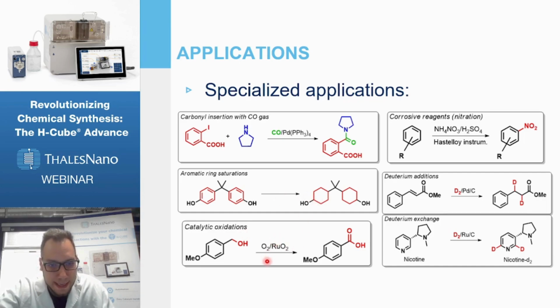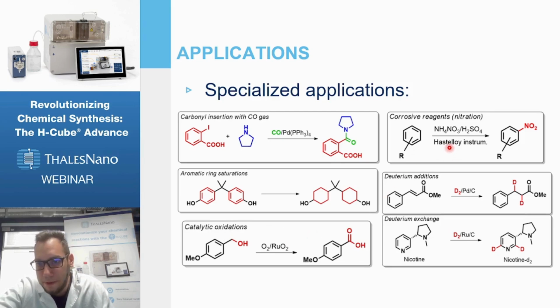Another interesting application which doesn't involve, once again, the use of hydrogen, but rather oxygen. So we only need an oxygen cylinder to do catalytic oxidations. For example, this is useful for converting alcohols and aldehydes into carboxylic acids, or you can even stop this reaction at the aldehyde level if you are using a more selective catalyst. So once again, we have many synthetic examples and many publication papers on oxidations in our instruments.